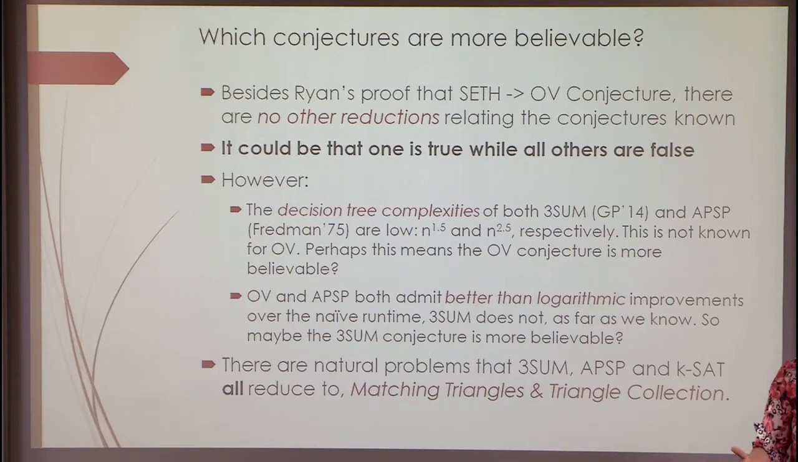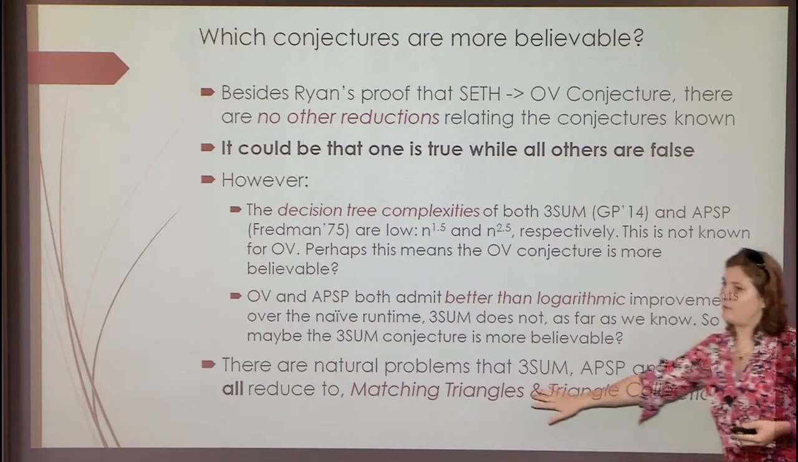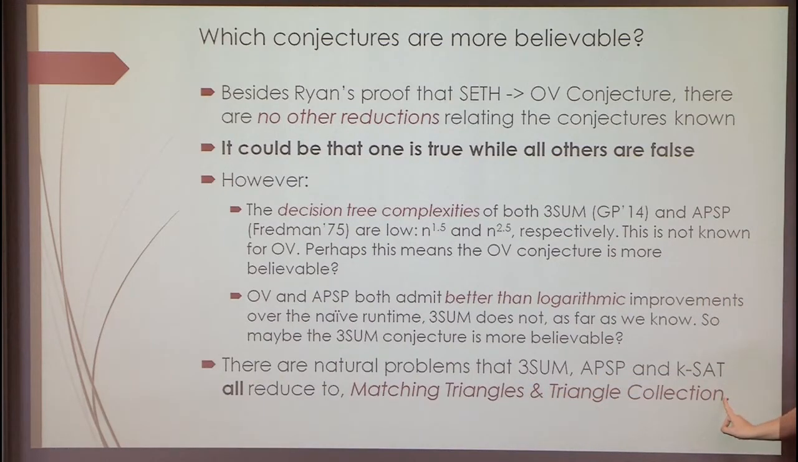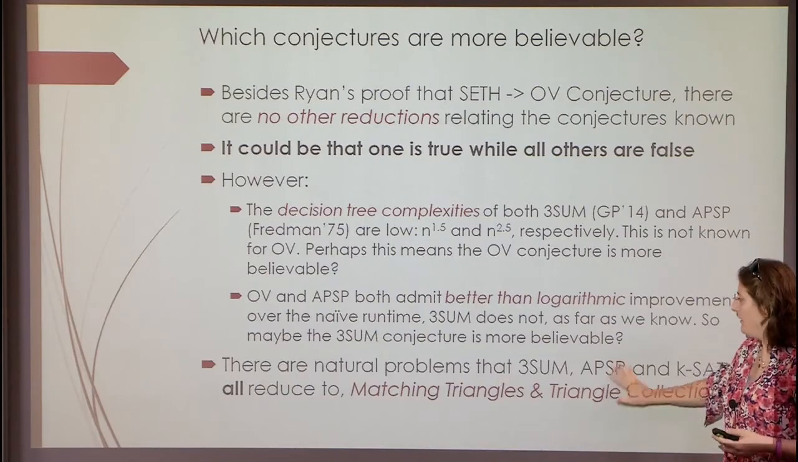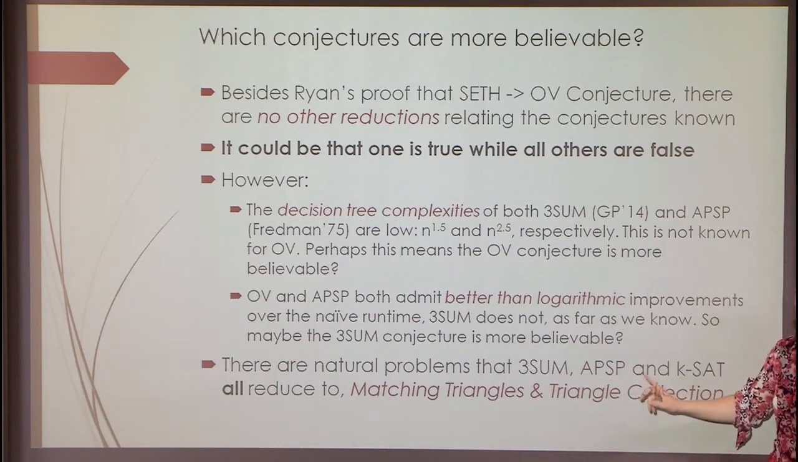If delta is 1, then this is equivalent to, is there a triangle in the graph? As delta goes to log n, this becomes hard. So it turns out that you can reduce 3-sum, all pair shortest paths, and k-SAT to both these problems, and if you can improve substantially over n cubed on either of these, then 3-sum has a subquadratic algorithm, all pair shortest paths has a subcubic algorithm, and CNF SAT and strong ETH is false. So yeah, these are the problems you should solve if you do not believe these conjectures.